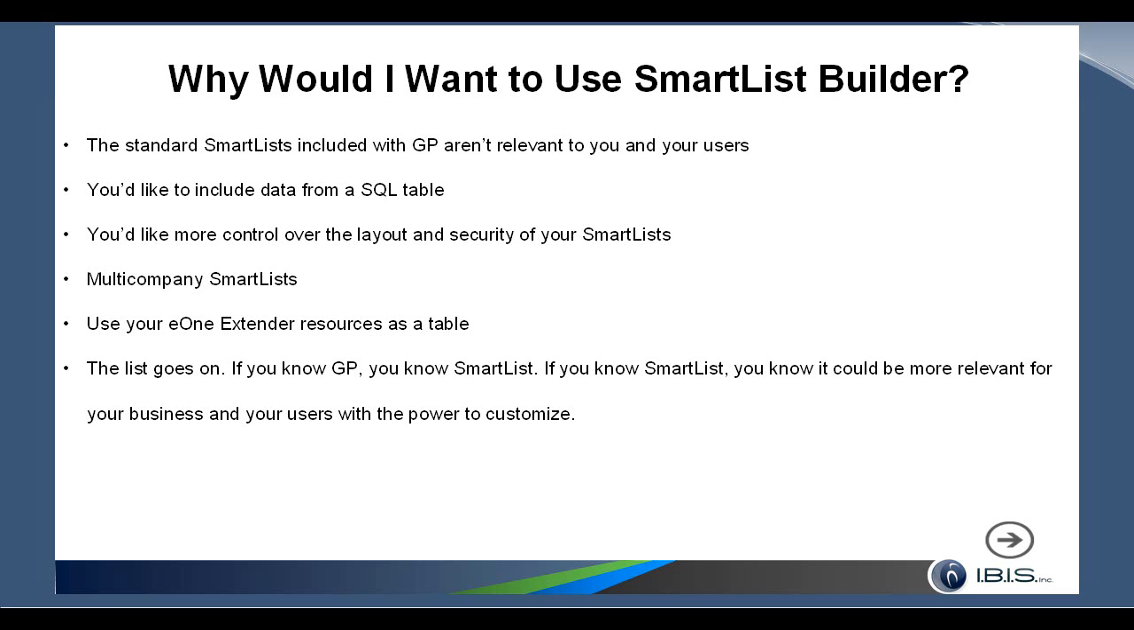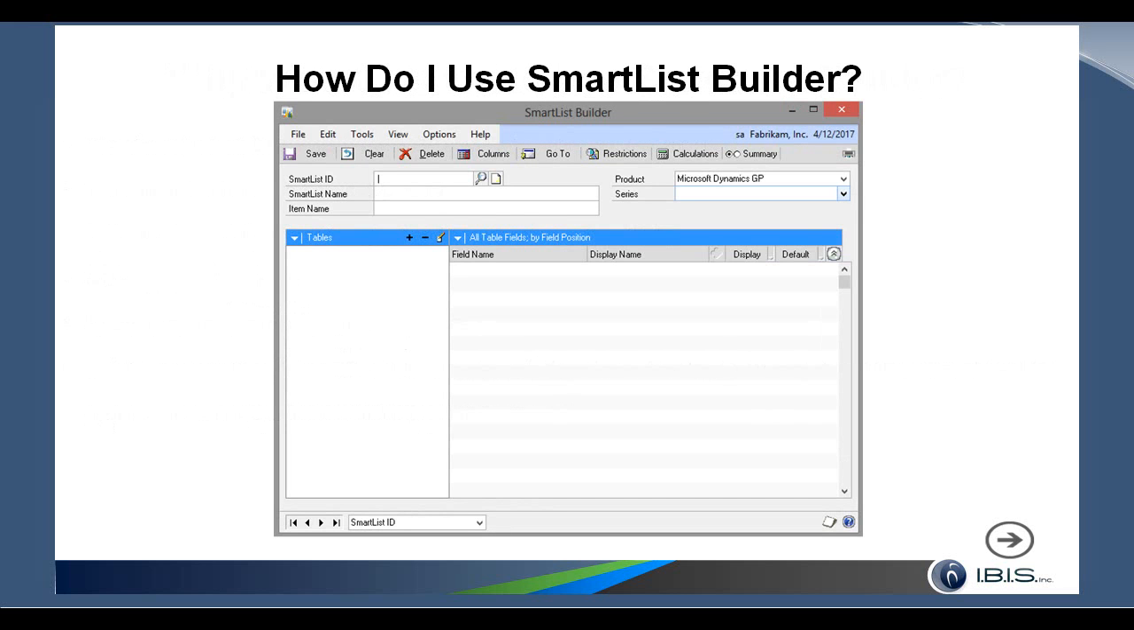And like I mentioned before, SmartList Builder integrates really well with E1 Extender. And so if you've used Extender to create custom GP windows, you can pull in fields from those windows into your SmartList and really take your SmartList to the next level by leveraging your ISVs. And so, if you know GP, like I said, you already know SmartList, but if you know SmartList, you know that it could be better and it could be more relevant if you could customize it just a bit more. And now we get to the fun part.